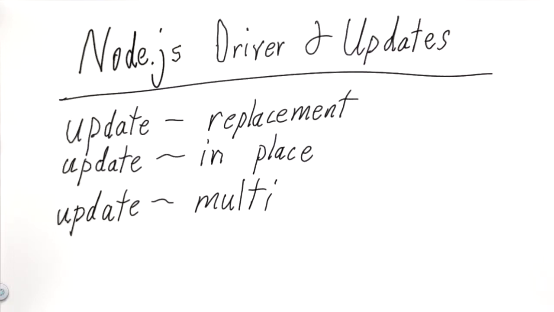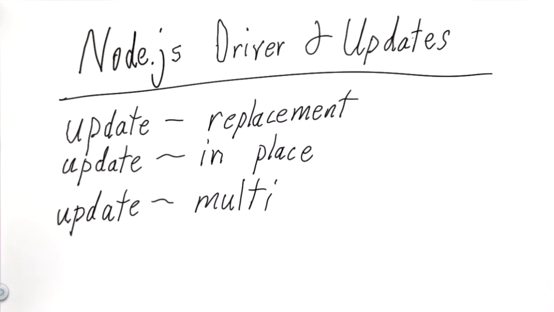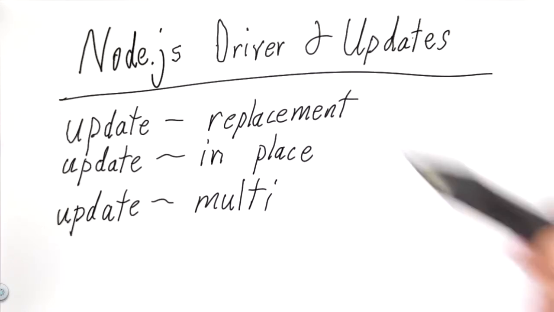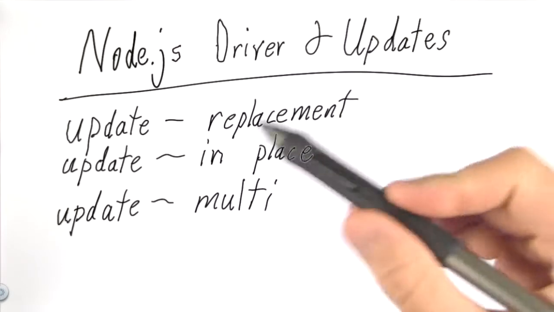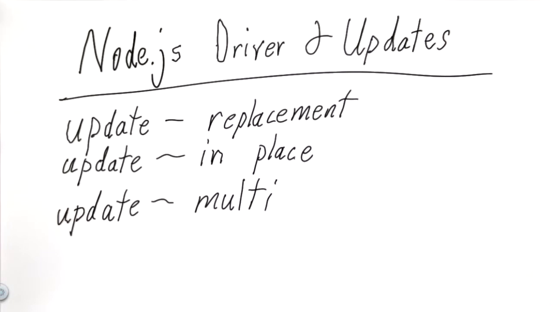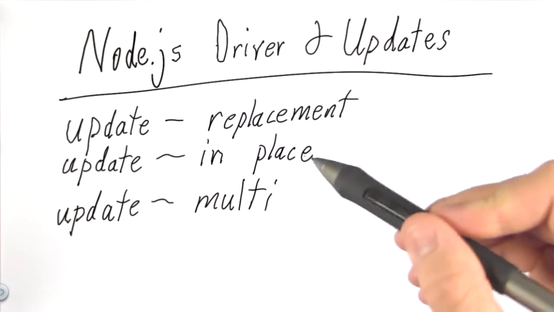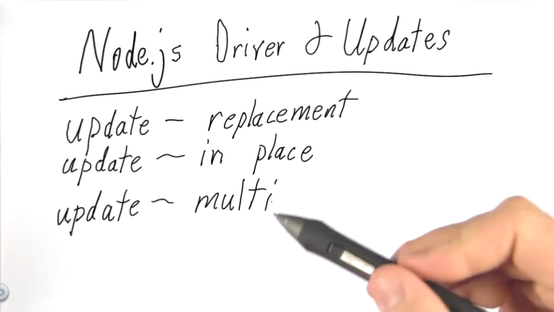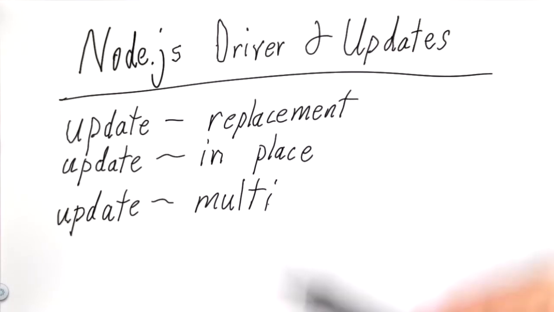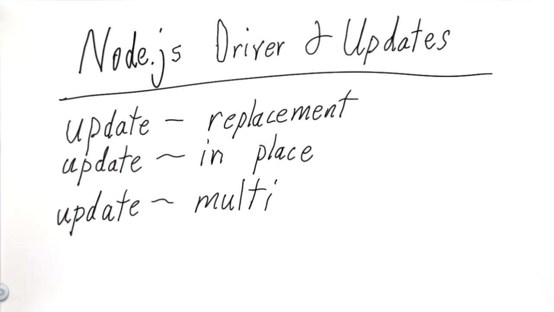Alright, so now let's talk about the Node.js driver and updates. So we're going to talk about a few different kinds of updates right now. First we'll talk about replacement updates, where we actually replace the entire document. We'll talk about in-place updates, where you can use update operators to modify the document without completely replacing it. And then we'll talk about multi-updates, where you can apply these in-place updates to a large number of documents using a single operation. So let's get started.